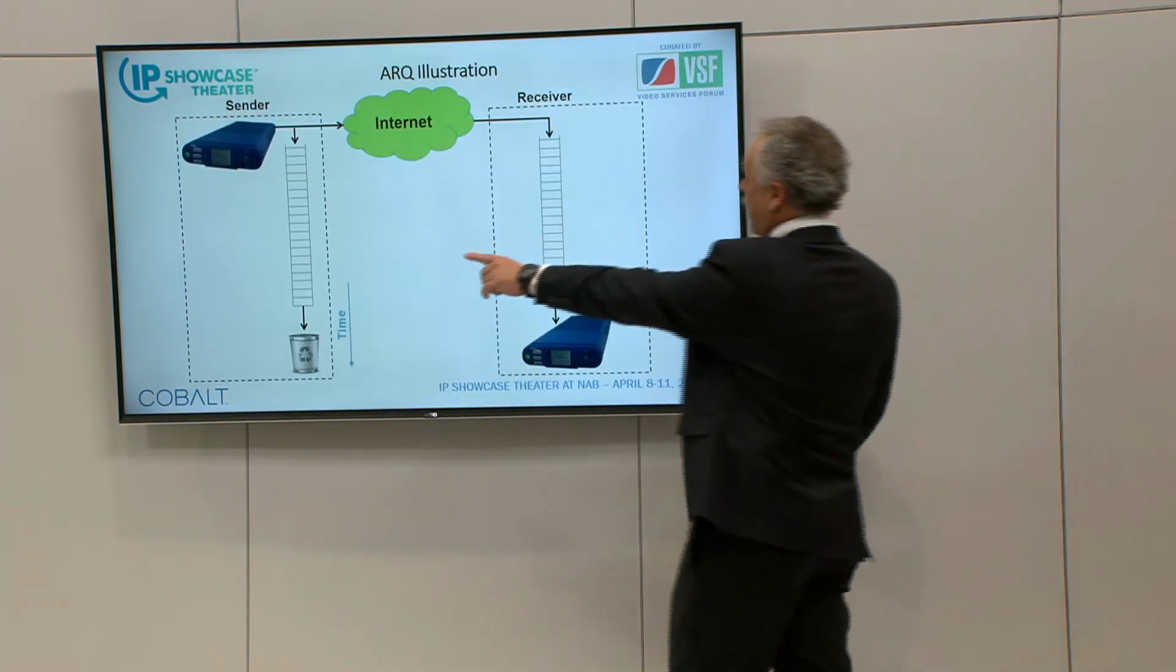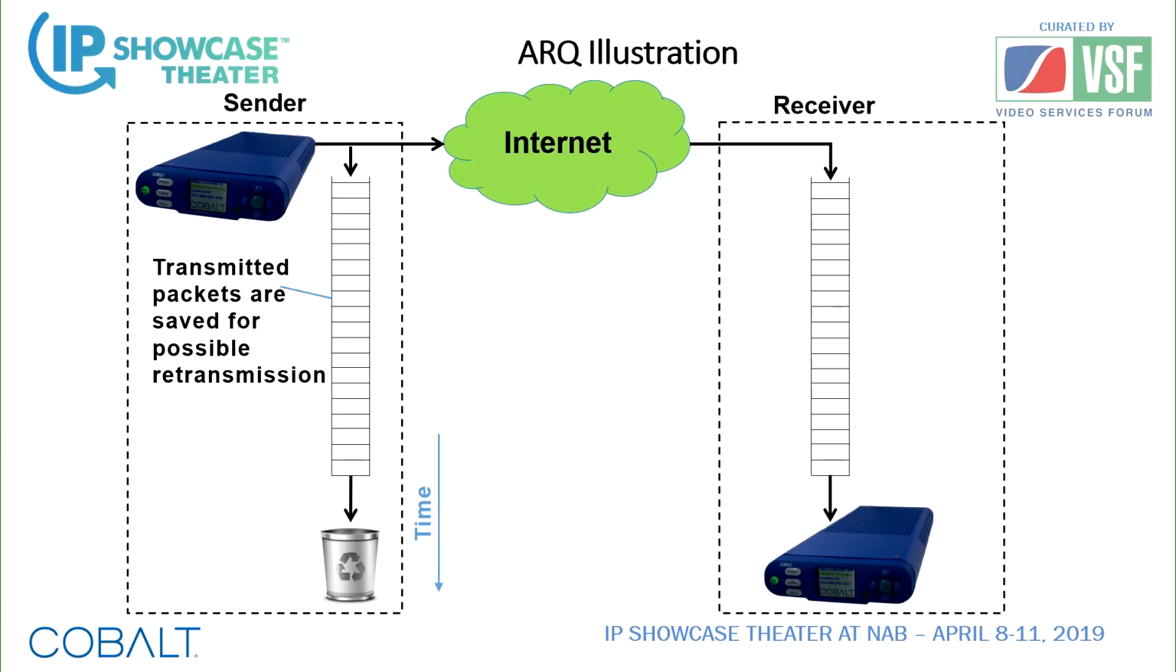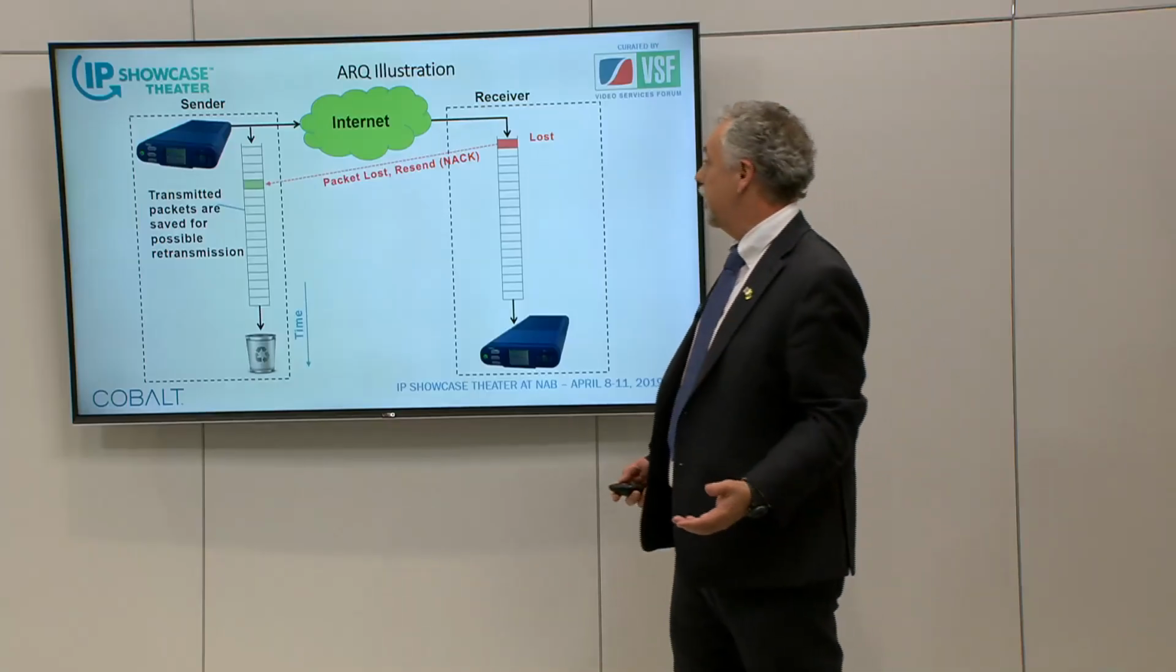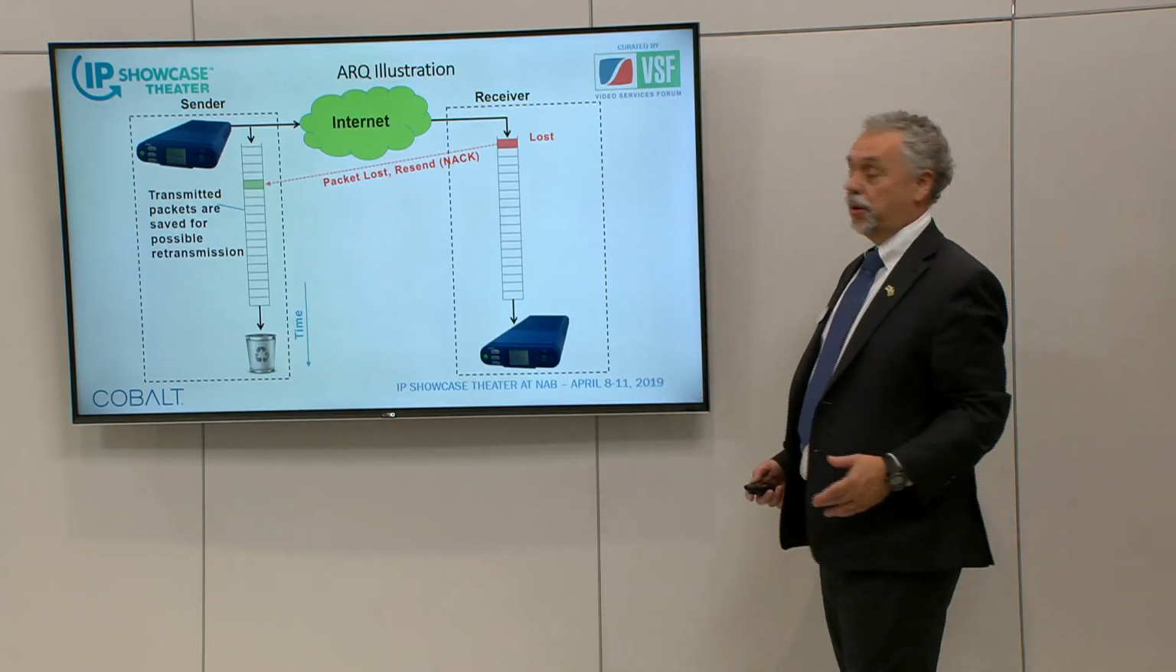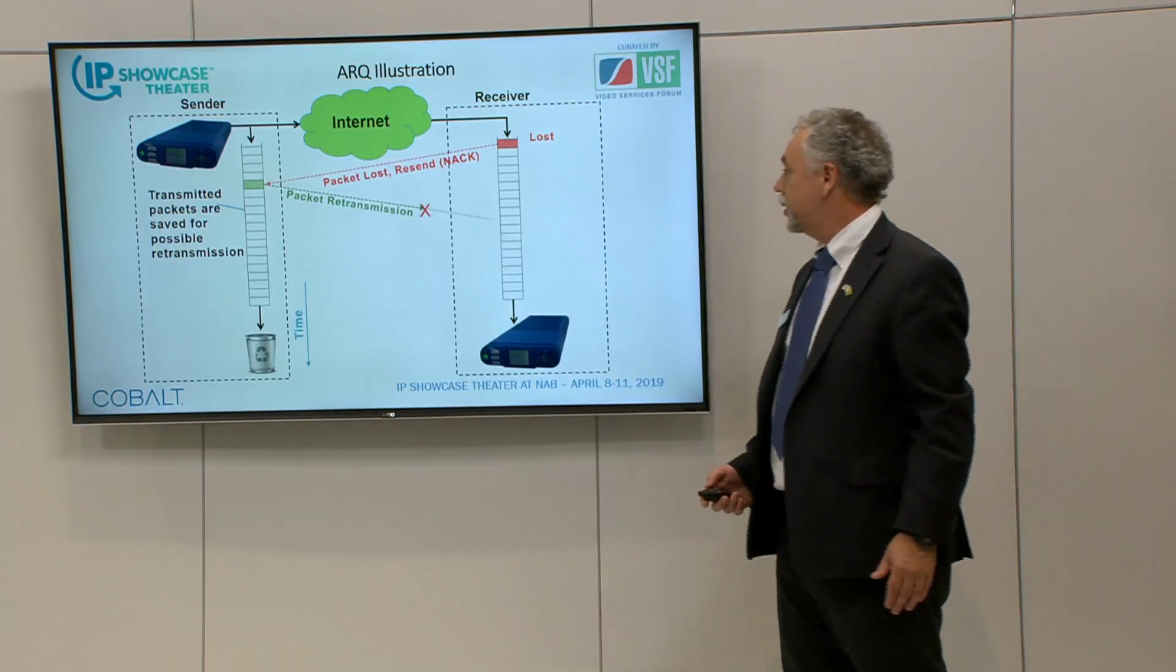You normally have a sender and a receiver and buffers. The sender transmits the packets and saves them for possible retransmission in case they are needed again. So let's say that this packet here is lost. The receiver has this much buffer to take care of it. So it sends a request saying, hey, I didn't get that one. How does it know it's lost? Because of sequence numbers. The sender still has it and sends, here you go. But let's say it's lost.